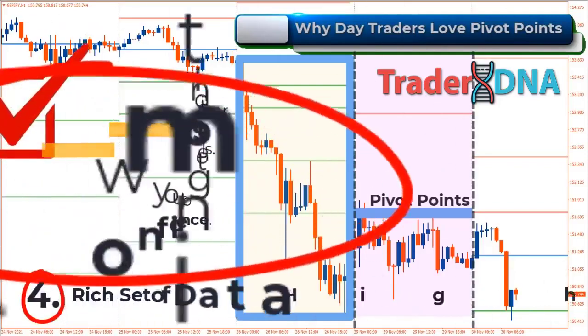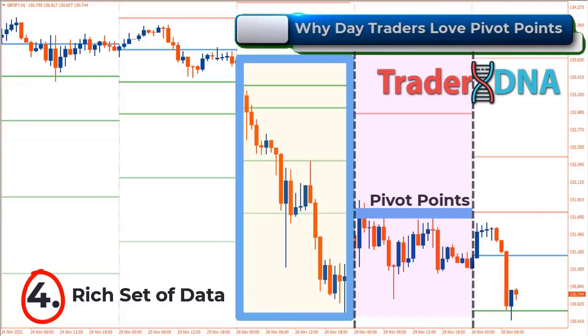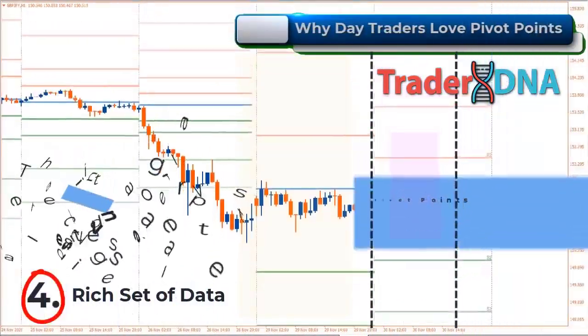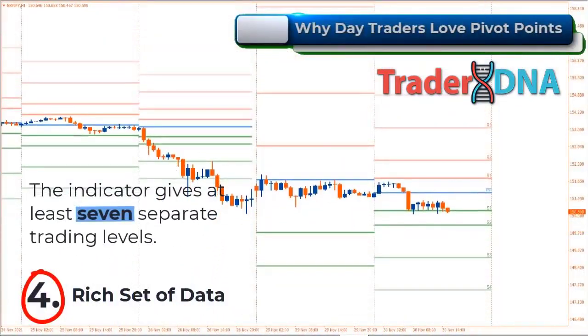Fourth, rich set of data. Pivot points on charts provide a rich set of data. The indicator gives at least 7 separate trading levels. This is definitely enough to take a day trader through the trading session.